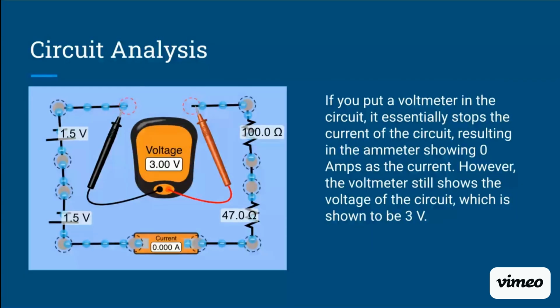Then, to further analyze the circuit, we replace one of the ammeters with a voltmeter and find that the voltage is 3 volts, which is to be expected at the location measured. Additionally, we see that the current is 0 amps, which is shown by the ammeter, since the voltmeter essentially stops the current of the circuit.